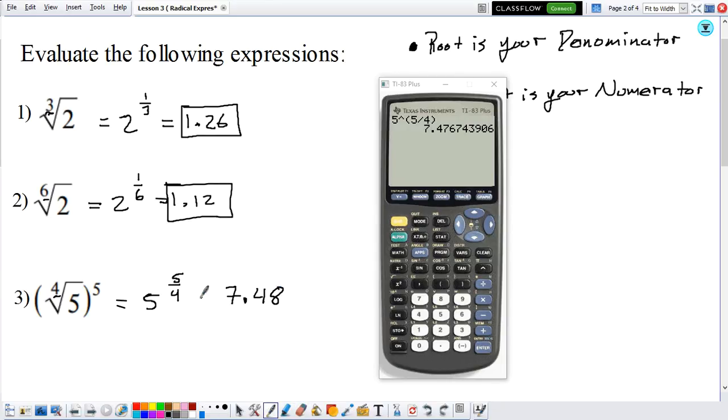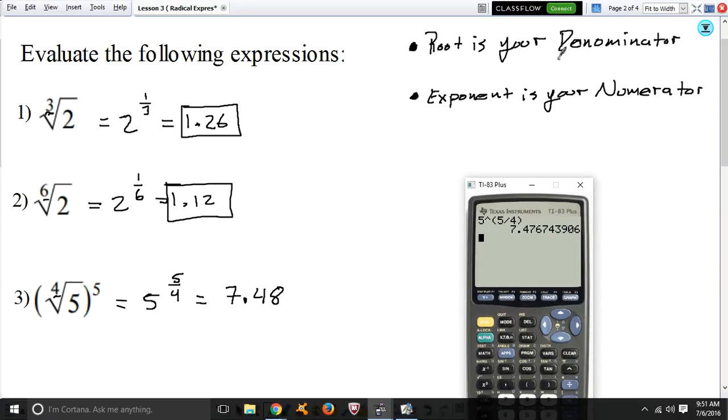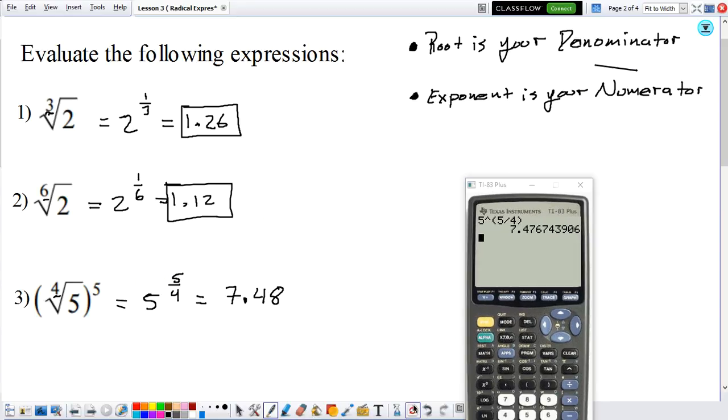Again, if we want to go from square root to exponent, your exponent is always going to be a fraction. In your fraction, the root will become your denominator. In this case, my root was 4, so that means that my denominator is 4. And here my exponent was 5, so that means that my numerator is going to be 5. Once we have it in that form, then we can just use our calculator.